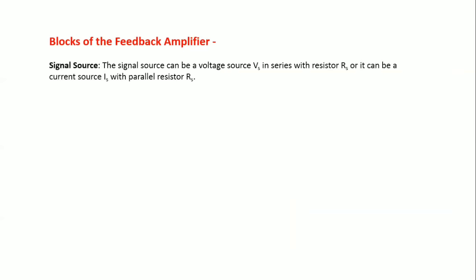Here are the block descriptions. We'll go into detail on the function of each block. The first block is the signal source. The signal source can be a voltage source, denoted as Vs, in series with Rs, or it can be a current source, denoted by Is, in parallel with the input source resistor, that is Rs.